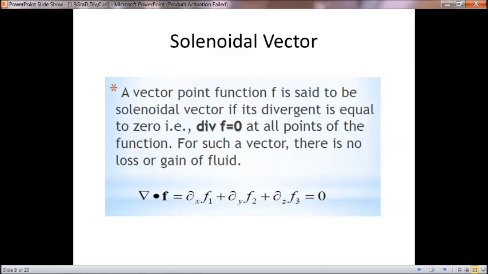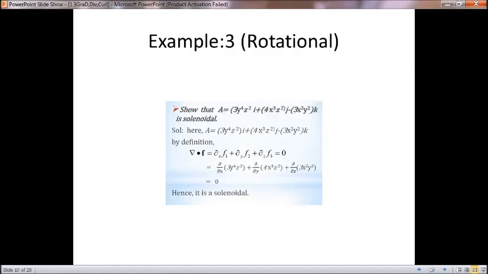For such a vector there is no loss or gain. If everything is cancelled out, there is no gain and no loss. So del dot f is given as dou x f1 plus dou y f2 plus dou z f3 equal to 0. The example: a vector function has been given, and it is asked to check whether it is solenoidal or not.